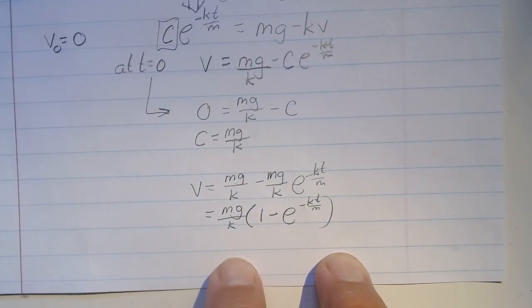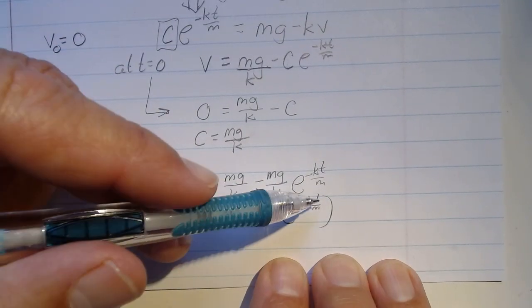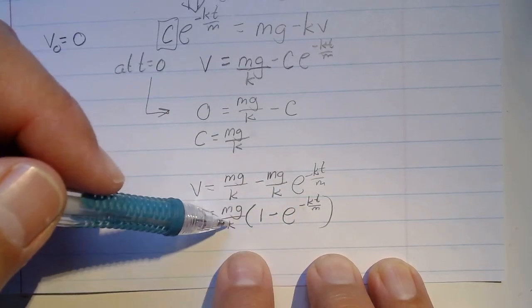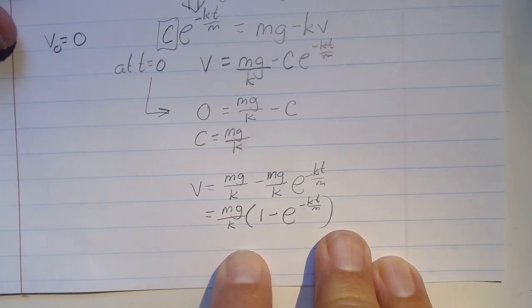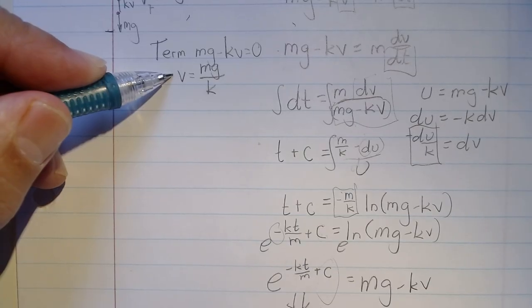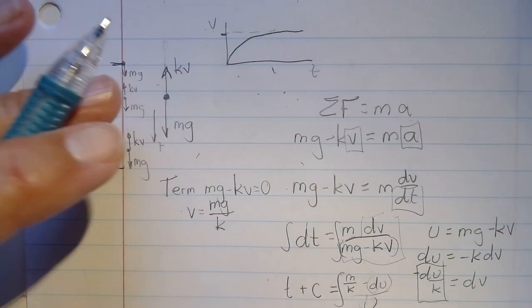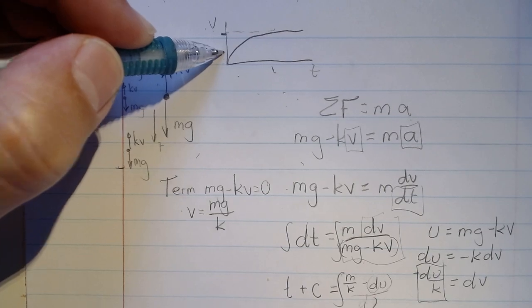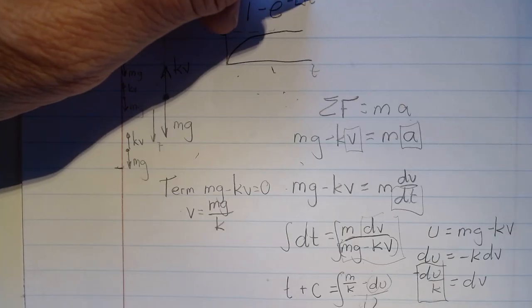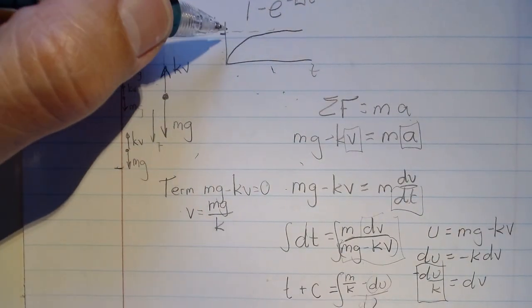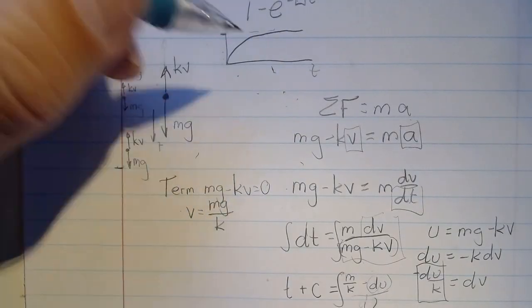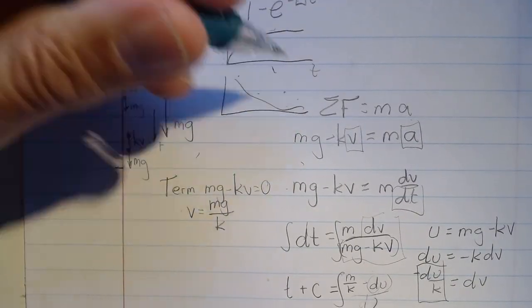Okay, so let's see how that plays out. When time is infinity, so way, way, way off there, e to the negative infinity is 0. So this just ends up being mg over k. Let's go back here. And that's what we calculated for our terminal velocity. And so if we graph that, it's going to end up looking like this. This is a classic 1 minus e to the negative something times t. Okay, if you have e to the negative something t, it's a declining curve, it would look like this.